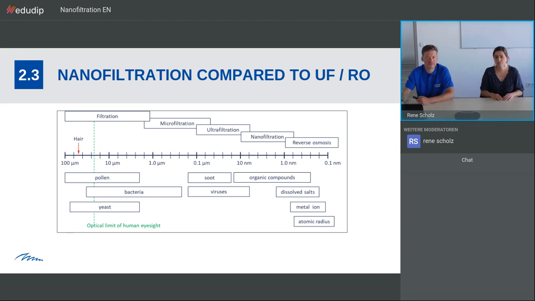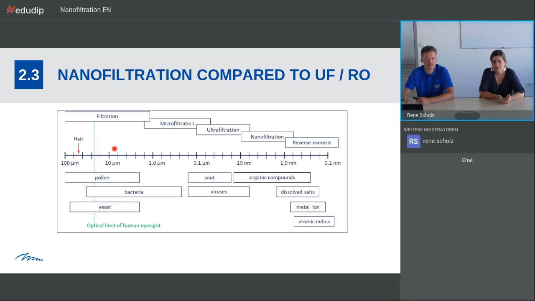Okay, now let's look at what is really the difference. So why would we choose to use nanofiltration anyway compared to reverse osmosis or to ultrafiltration? Here we look at a scale that shows us, let's say, the separation efficiency. So we start with 100 micrometers on the left-hand side. This is still within the optical limit of our eyesight. So this is, for example, the thickness of a hair, what you see indicated here, and you can still see these particles. As we move to the right-hand side, these are very, very small distances now.